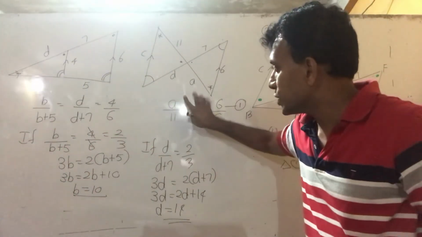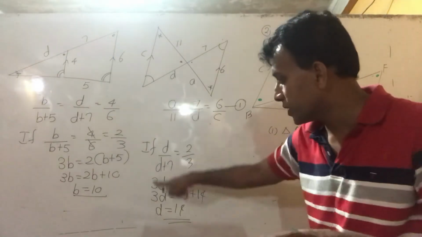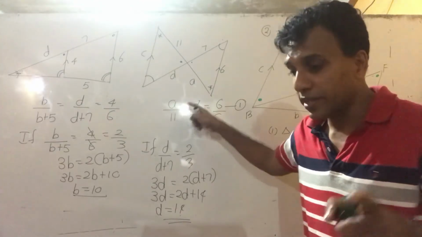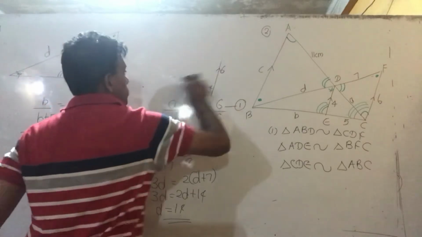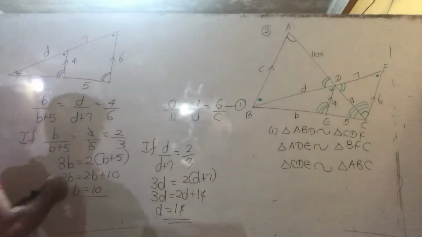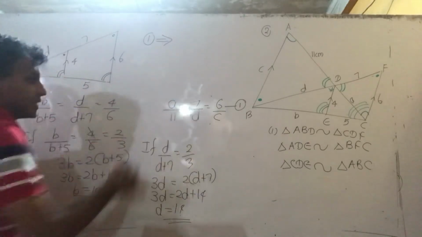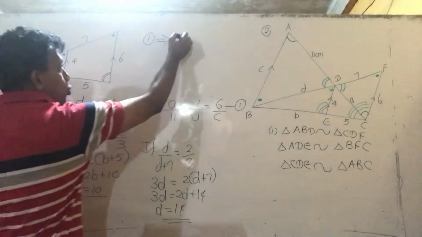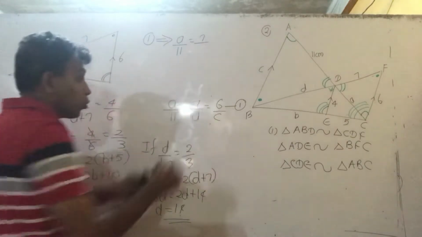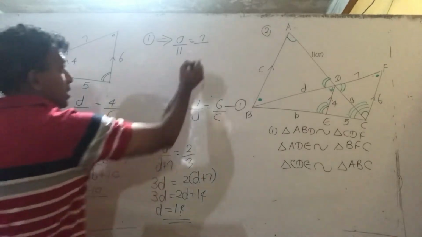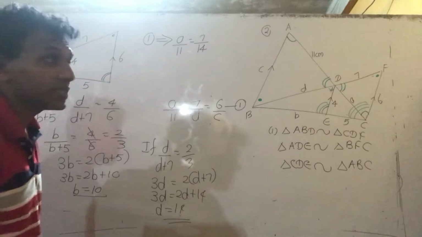Take this and this, you can complete the A answer, because you know the D answer. You know D, find A. It's all quick calculation type, right? Practice it, improve your knowledge. From the first equation, A over 11 equals 7 over D. What is D? 14, right? D is 14. Then you can find the A answer.